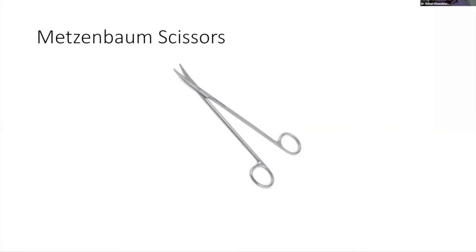Metzenbaum is curved. Mayo was straight. Metzenbaum is curved. And this is for tissue dissection. So this is a tissue scissors for tissue dissection. This is Metzenbaum. Makindo is even finer tissue is Makindo scissors.